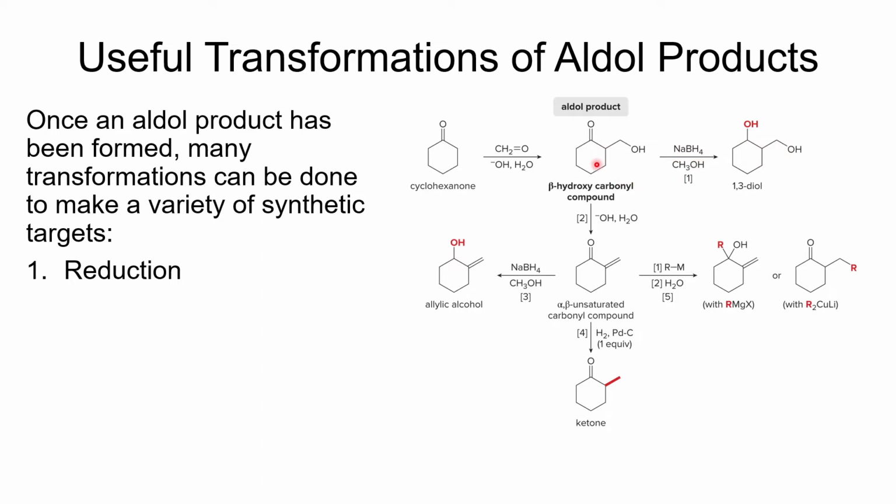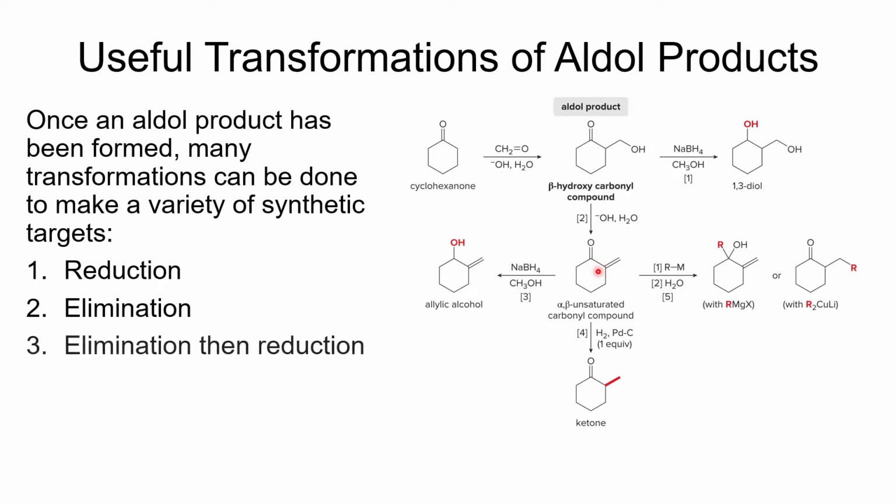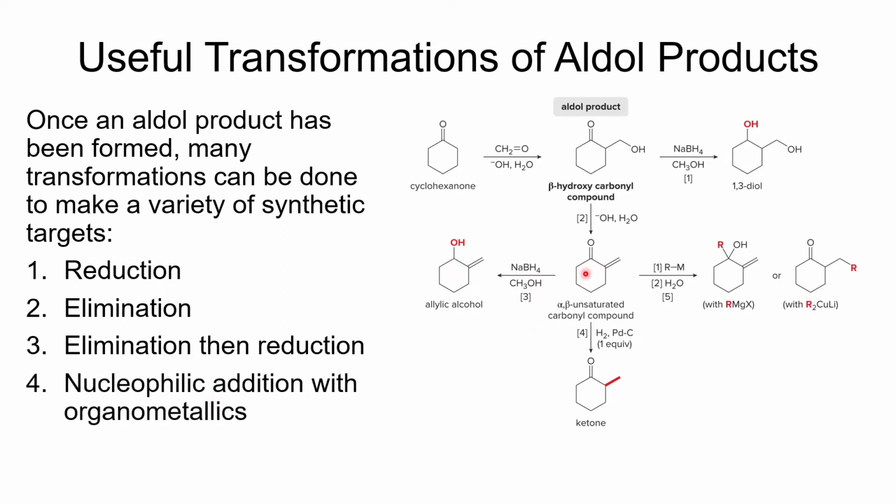We can go ahead and do the aldol condensation, where we form this alpha-beta unsaturated carbonyl compound. That opens up some additional possibilities. Once we have that, we could selectively reduce the carbonyl to form an alcohol, or we could do a nucleophilic addition reaction on the alpha-beta unsaturated compound. Something like a Grignard reagent would give us direct attack at the carbonyl.